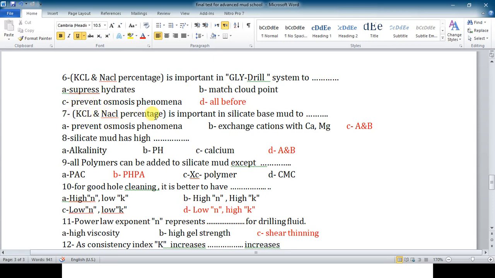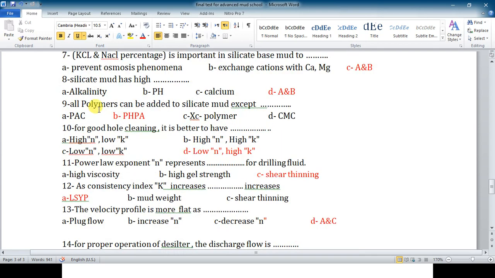Number seven, KCl and NaCl percentage is important in silicate based mud. To prevent the osmosis phenomena, this is right. And to exchange cations with calcium and magnesium, this is also right. So A and B are the right answer. Number eight, silicate mud has high alkalinity, high pH, it's okay, but there is no calcium in it because it is very sensitive. So number D, which is A and B, is the right answer. Number nine, all polymers can be added to silicate mud except the PHPA, because all of them need high pH, but the partially hydrolyzed polyacrylamide polymer needs low pH.